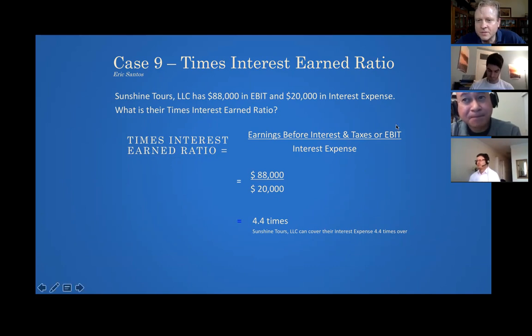Elizabeth, I saw your hand was up. Did you still want to say something? Sure, I just had a clarifying question. I thought you were talking then about the 88,000 being an annual earnings before interest and taxes, and the 20,000 being monthly, but that's not the case, right?